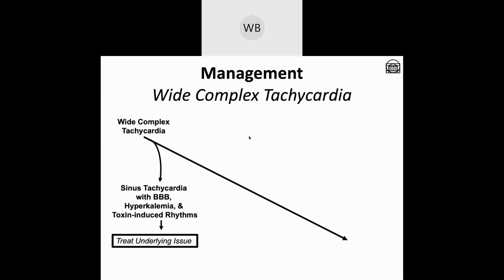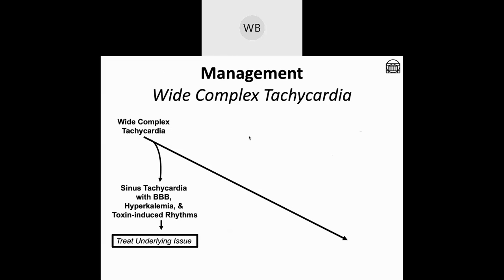Other forms of sinus tachycardia that can have a widened QRS complex include hyperkalemia, elevated serum potassium, as well as various toxin-induced rhythms, particularly patients that have purposefully or accidentally overdosed on sodium channel blocking medications, which will cause a wide QRS complex. Of course, if we have sinus tachycardia with bundle branch block, hyperkalemia, or sodium channel blocking effect, the so-called toxin-induced rhythms, then you're going to want to identify that and treat the underlying issue.